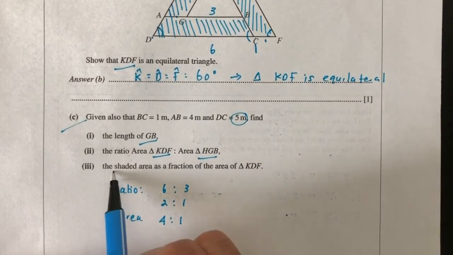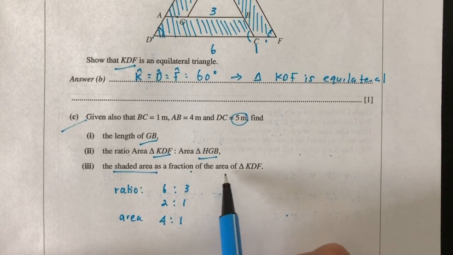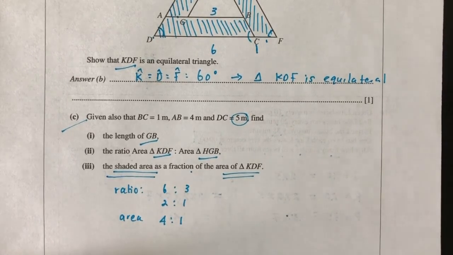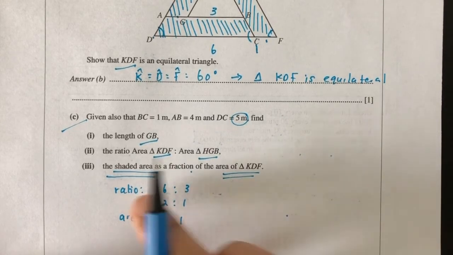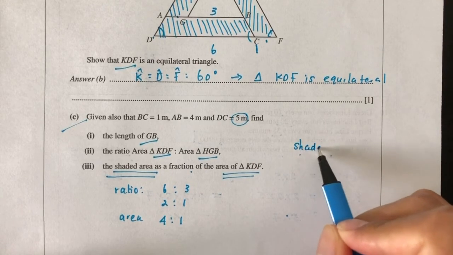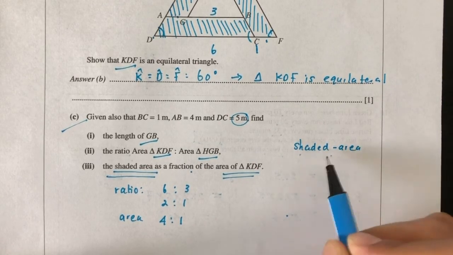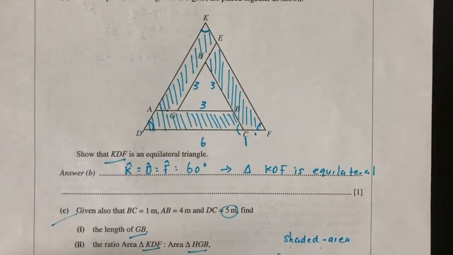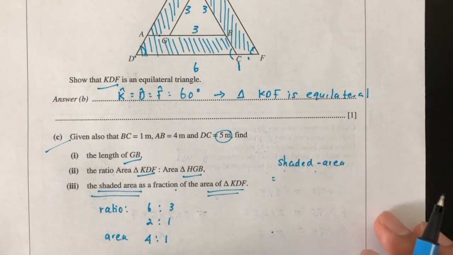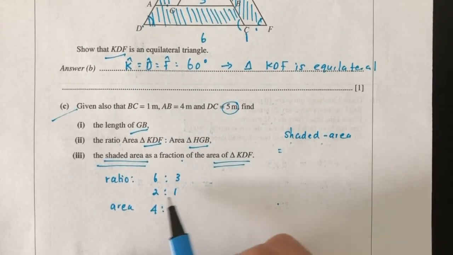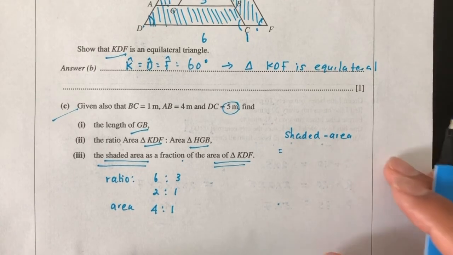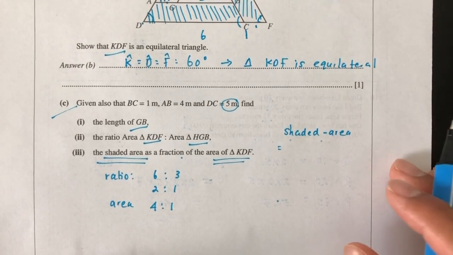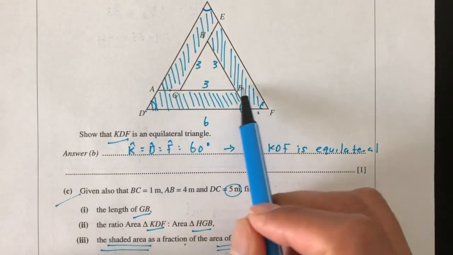Now find the shaded area as a fraction of the area of KDF. So how would you find the shaded area? Usually you would just do the area of this big one minus the area of the inside one, right? So we can do that as a fraction. Basically we can show it as a ratio. This is what it means. So let's just do that, right? This length minus this.